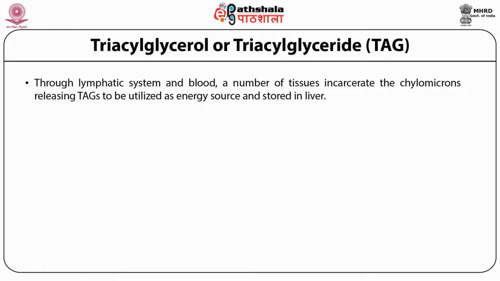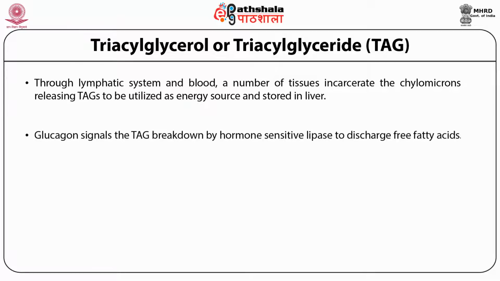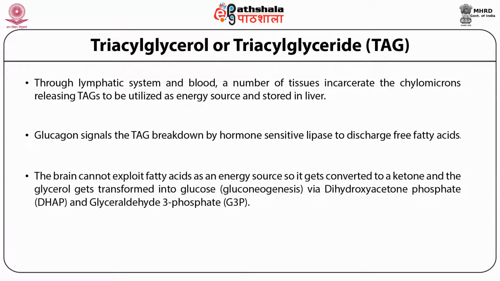As soon as the energy requirement arises, glucagon signals the triacylglycerol breakdown by hormone-sensitive lipase to discharge the free fatty acids. The brain cannot exploit fatty acids as an energy source, so it gets converted to a ketone and the glycerol gets transformed into glucose, which is gluconeogenesis, via the dihydroxyacetone phosphate and glyceraldehyde 3-phosphate.